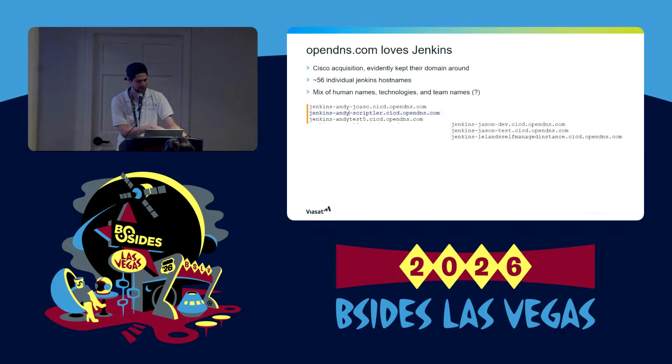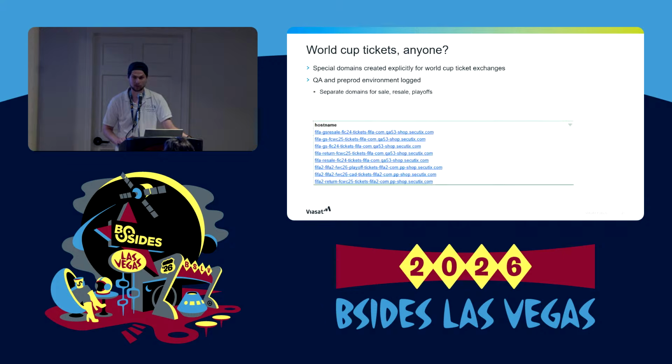There's also Jason, who owns a Jason Dev and a Jason Test. Leland has a self-managed instance. They've got on-prem cloud, OpenDNS client SFO1, Umbrella demo. They make a product called Umbrella, or I guess they did. I don't exactly know, but plugin test, right? Just interesting stuff. Anybody want World Cup tickets? Found domains for secutix.com, which operates separate QA and pre-prod environments for sale, resale, and for the playoffs.